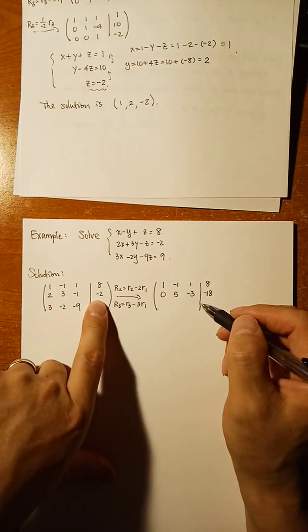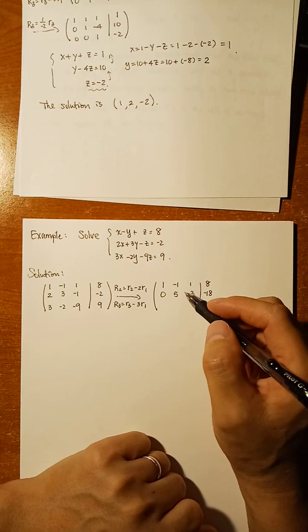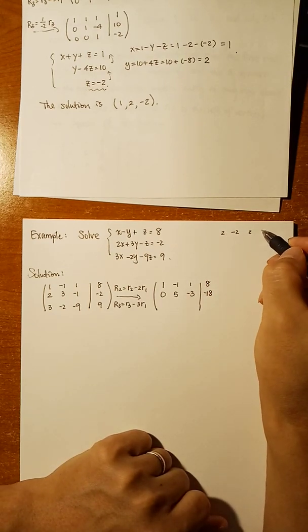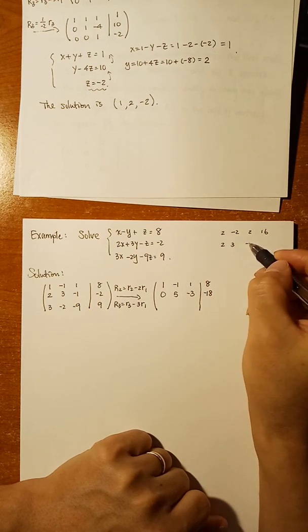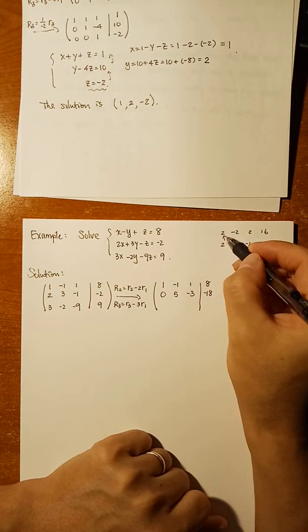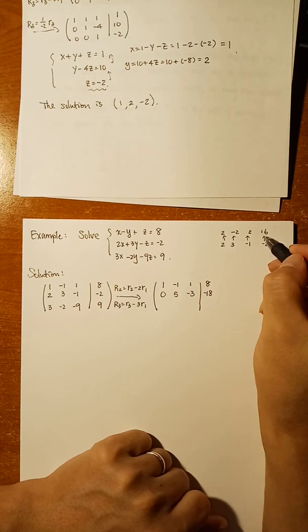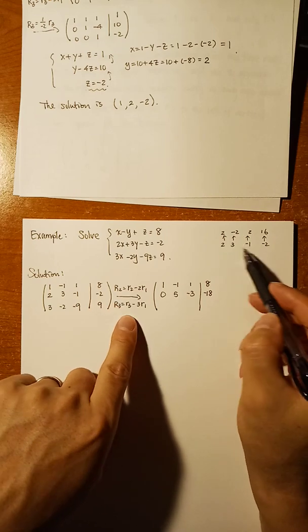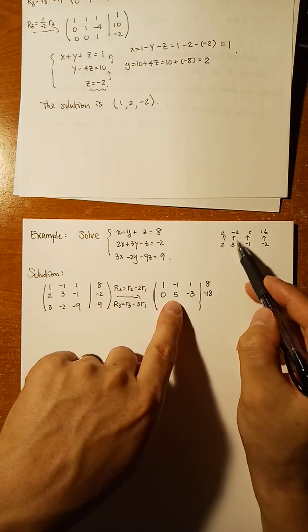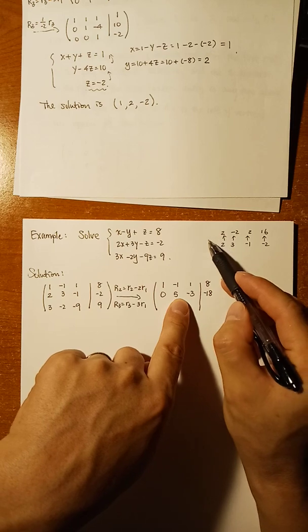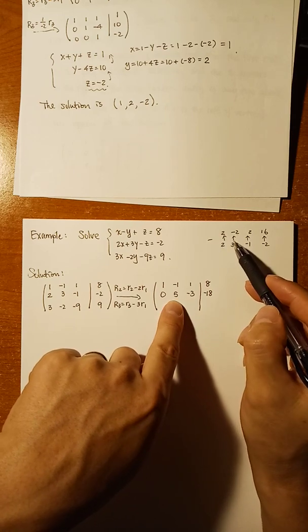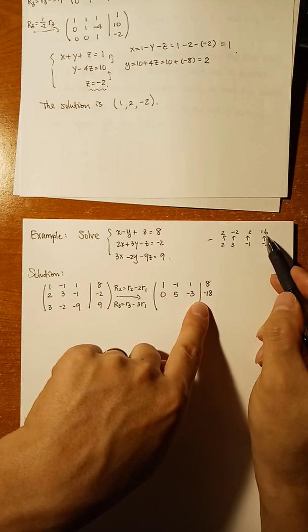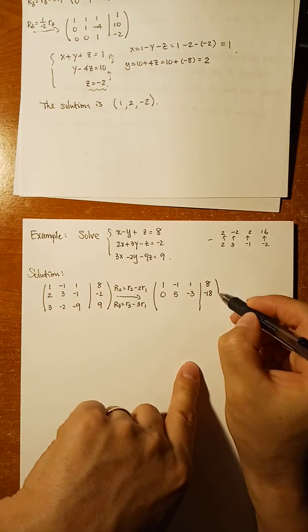If you are not familiar with this process, you just literally write it down on scratch paper and really do the subtraction one by one. You see? R2 minus twice R1. This is twice R1. This is R2. So 2 minus 2 is 0. 3 minus negative 2, this subtraction, always subtraction, is 5. Negative 1 minus negative 2 is negative 3. Negative 2 minus 16 is negative 18.